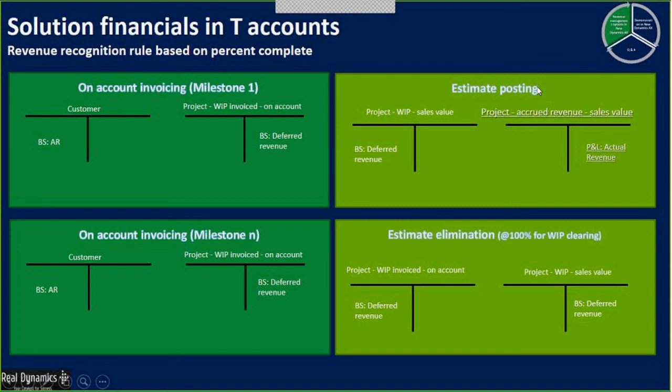The revenue recognized on the fixed price project is through the estimate posting, with the exception of no WIP. When it is percent complete, let's say it is 40% complete, what the system will do is it will post a credit to the project accrued revenue. This is your actual P&L account for the revenue. It will post that 400,000, and then it will debit it from the deferred revenue that was posted during the invoicing time.